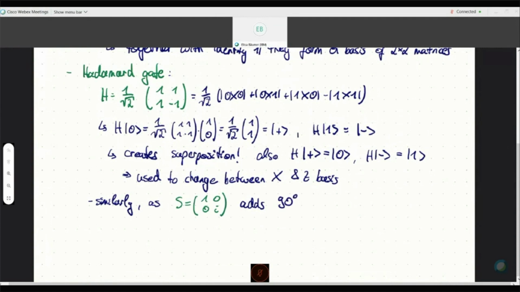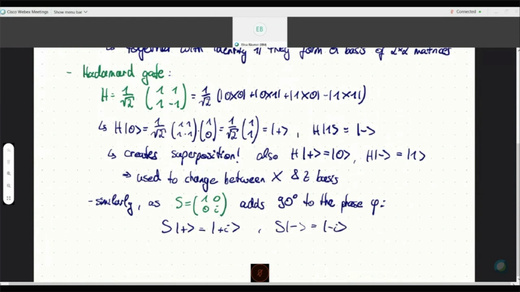And so what this gate does, we know the Pauli Z gate rotates us around the Z axis by 180 degrees. And this is basically half of it. So what the S gate does is it adds 90 degrees to the phase phi. So if we apply S to the state plus, we will get the state plus i. If we apply S to the state minus, we will get the state minus i.